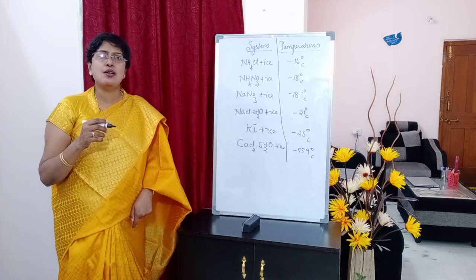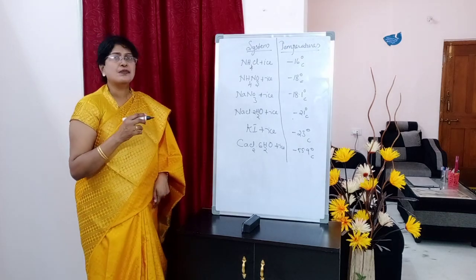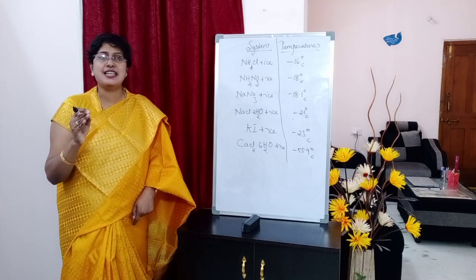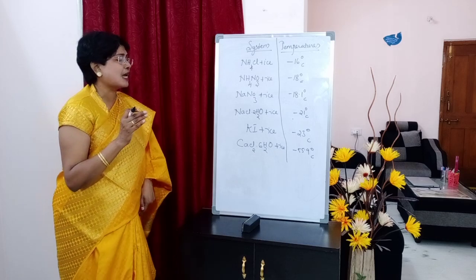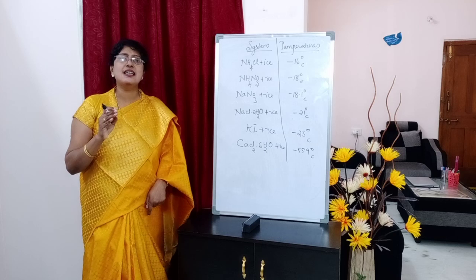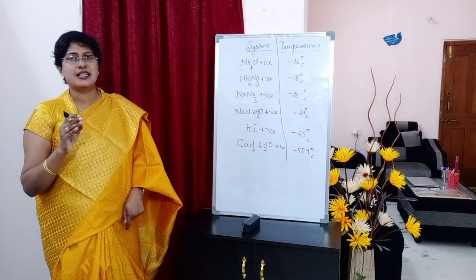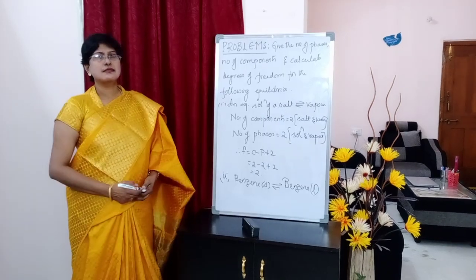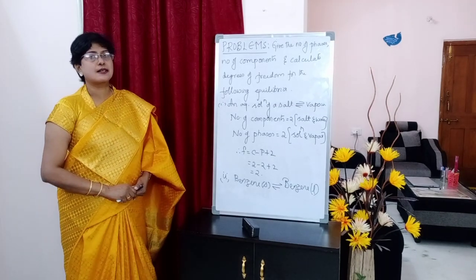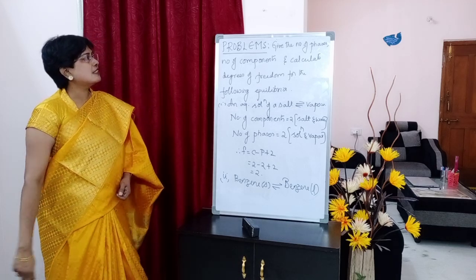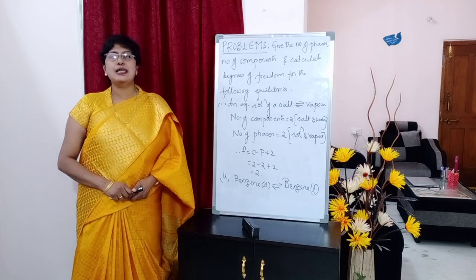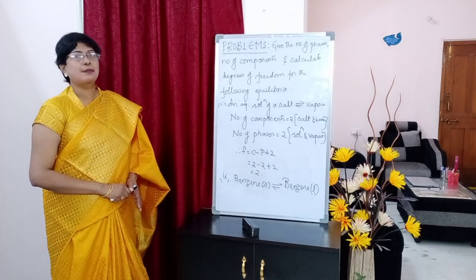So we have reached almost the last portion of phase rule. There are few numericals, students, not exactly mathematical calculations. There are few numericals in this chapter. Let us do the numericals in this chapter, that is phase rule. Put the side heading numericals. Okay students, ready? So write down students, give the number of phases, number of components and calculate degrees of freedom for the following equilibria.